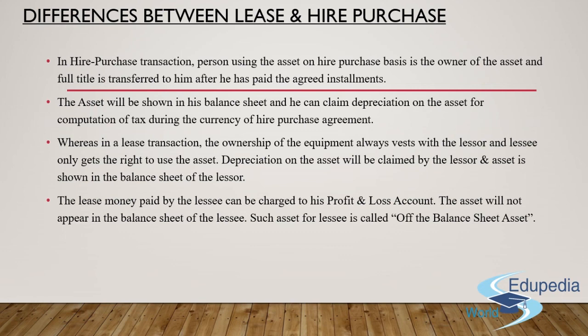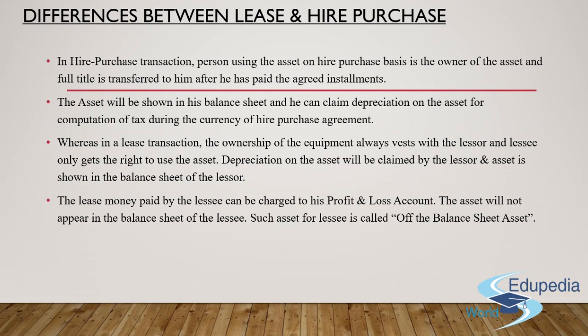Whereas what happens in a lease transaction, the ownership of the equipment or asset still rests with the lessor. The person who is providing me the asset is going to charge depreciation for it, and he is the one who is entitled to show the asset in his books of accounts. I won't be the one if I am taking up that particular asset on lease basis. The lessee, that is me, will only get the benefit of using that asset. That's it. Depreciation on the asset will be claimed by the lessor, and the asset is shown in the balance sheet of the lessor, not mine. This is going to be the difference between lease and hire purchase.